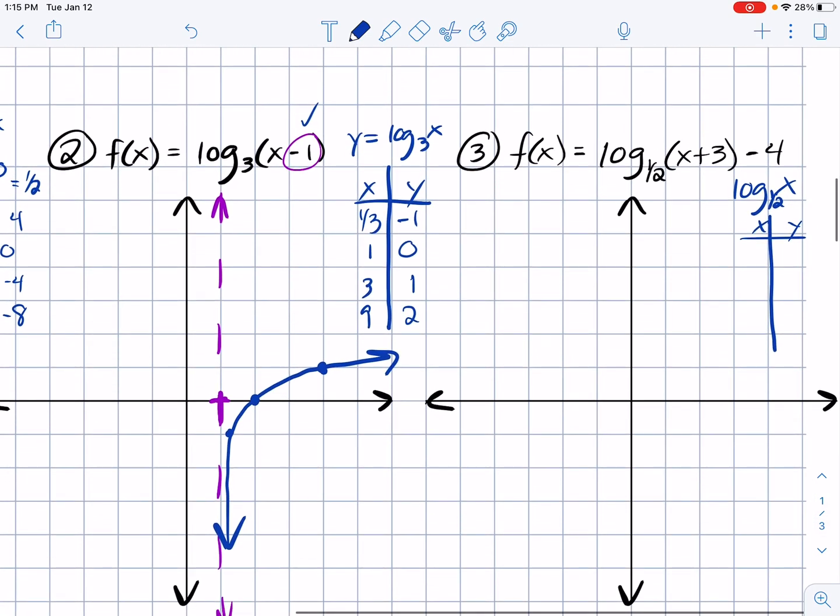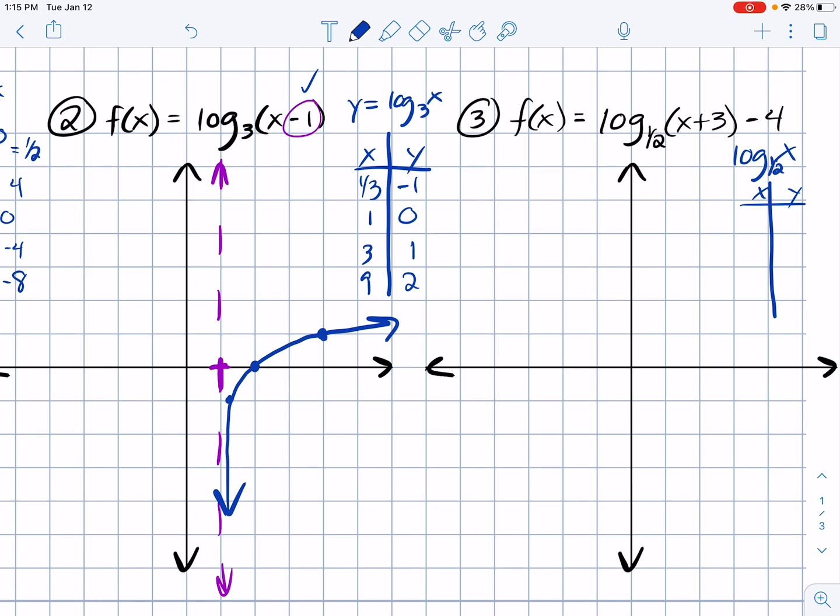Let's finish up with 3 together. You have 2 shifts. You have a shift left 3, and you have a shift down 4. So this purple line, the vertical purple line, that's our vertical asymptote. And then I'm also going to graph this -4. It's not an asymptote, but I want to know where our new origin is. So I'm just going to move that right here.